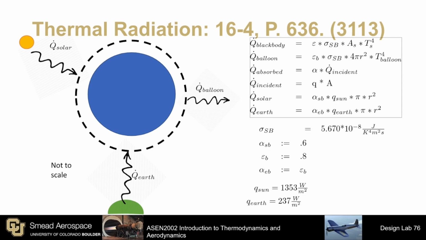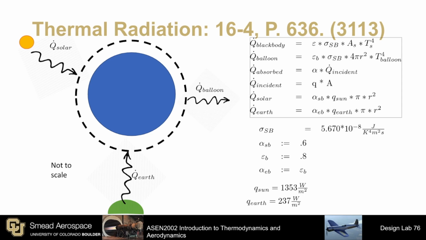So if we set the sum of all the Q dots equal to 0, we'll arrive at the temperature that corresponds to this equilibrium temperature based on radiation. Now keep in mind the sign convention of positive or negative depending on if the heat is coming into or going out of the system.